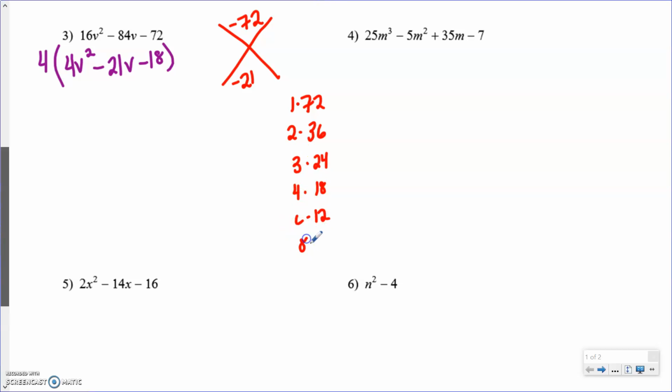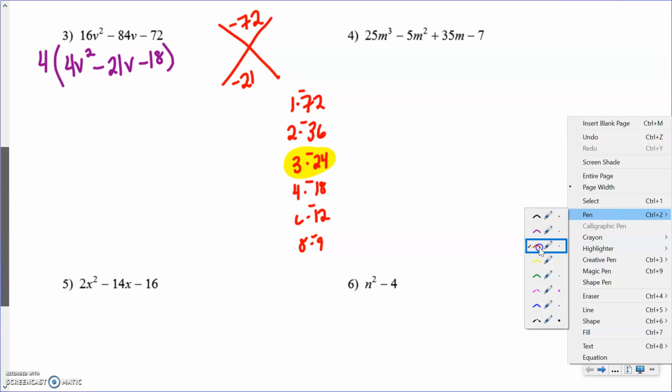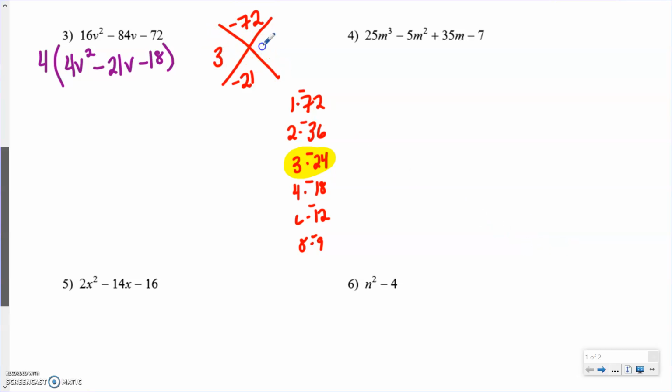7 doesn't work, and then 8 times 9. Okay, since this is negative, one of these needs to be negative, so I'm going to go ahead and make the bigger one negative, just because I know it needs to be negative. And I noticed right here that 3 and negative 24 would give me negative 21. So I'm going to write this as 3 and negative 24.